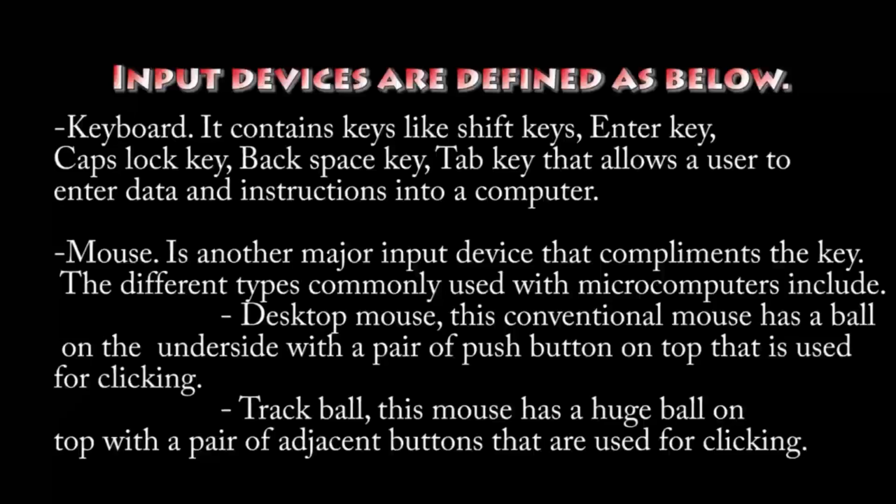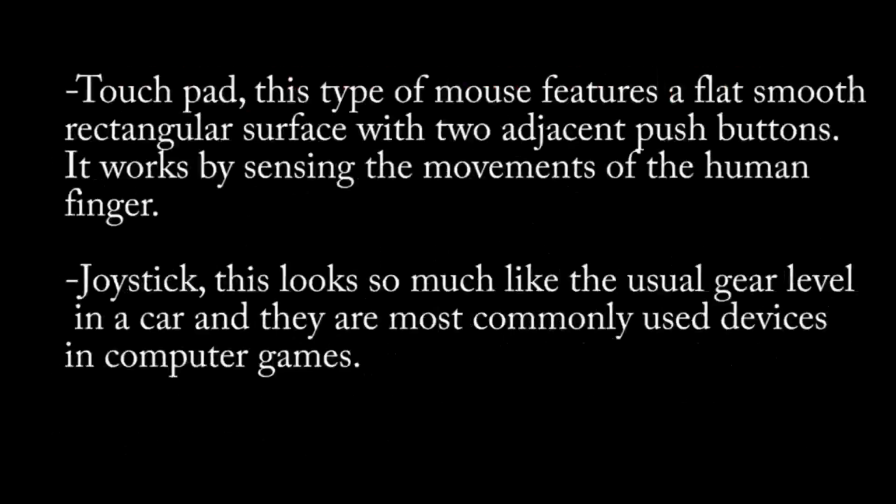It has, as we've said, a ball down. Another one is the trackball. The trackball mouse has a huge ball on top with a pair of adjacent buttons that are used for clicking. Then the touchpad. This type of mouse features a flat, smooth, rectangular surface with two adjacent push buttons. It works by sensing the movements of the human finger. And that's all about the touchpad.